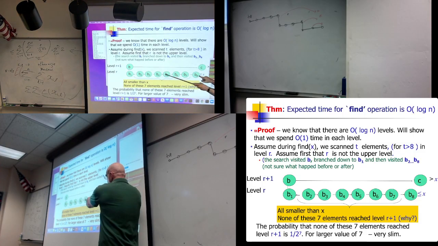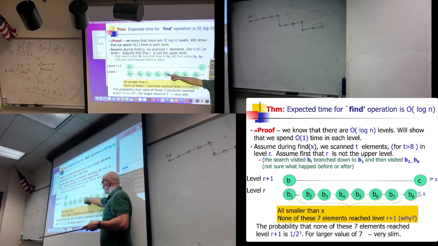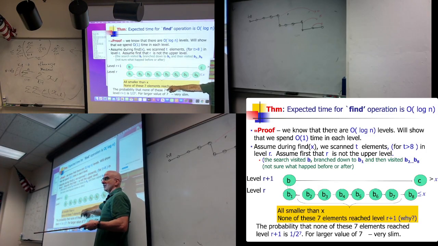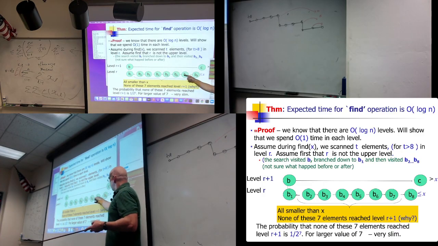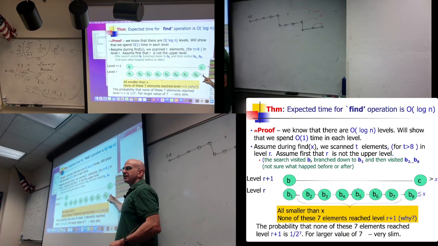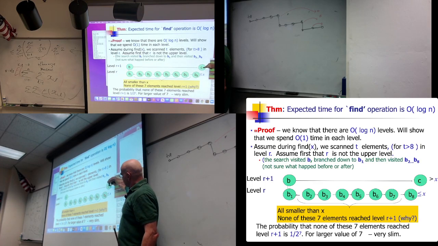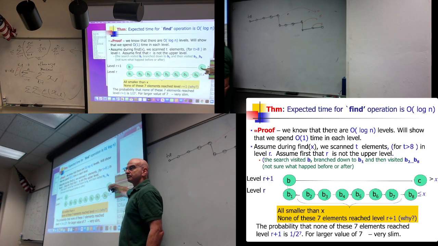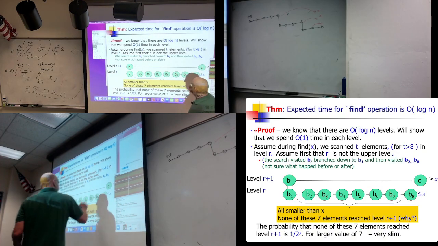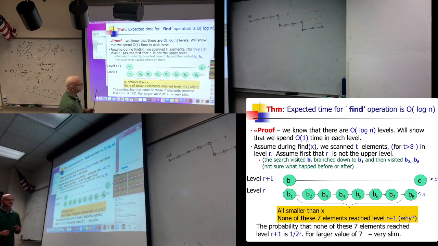Why? Because I scanned forward. If I reached one of them that is larger than x, I would go down or report that I found whatever I'm looking for. So all these are smaller than or equal to x. Look at this element c. Smaller or larger than x? Larger, because that's the reason that I went down. c is larger than x, for sure.